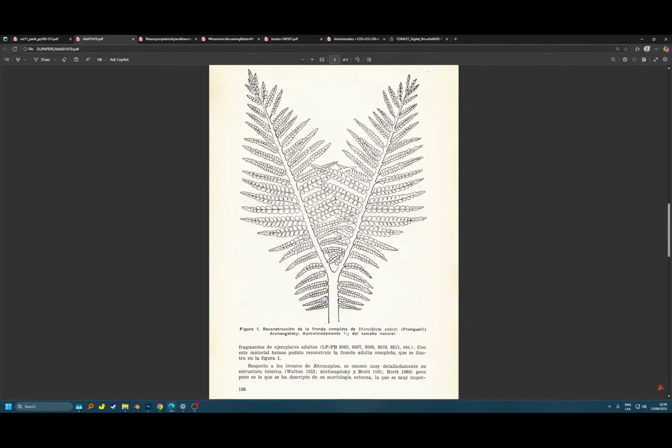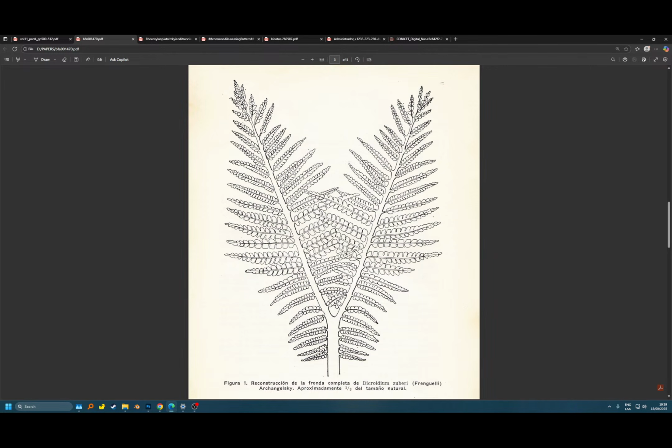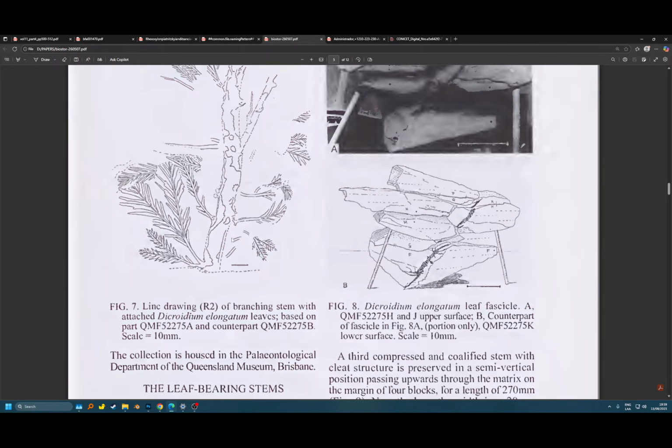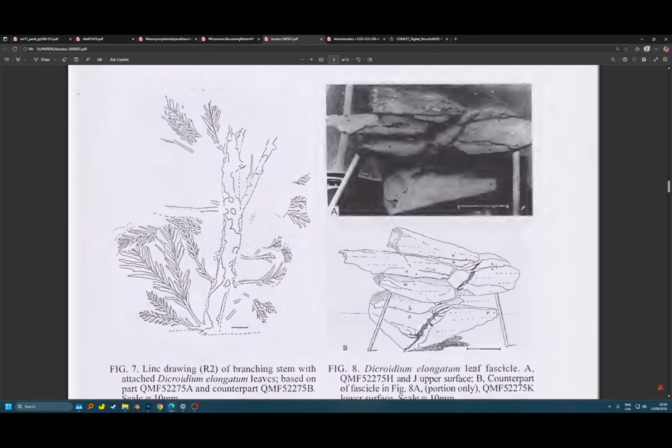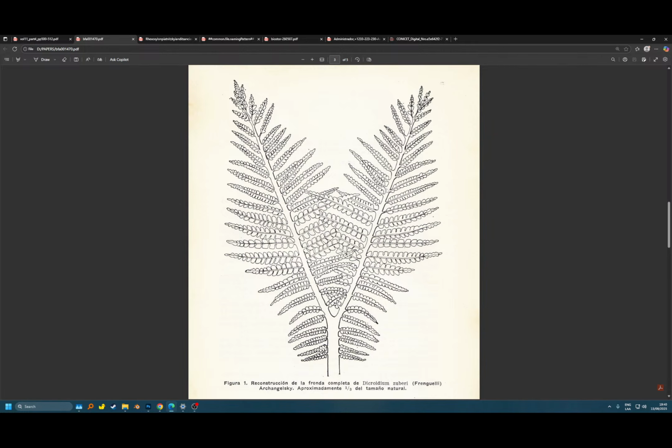This reconstruction, first of all, we need to keep in mind that Zuberia, or Dicroidium zuberi, these fronds are like 60 centimeters long, compared to these little ones that might be like 15 centimeters. The mature leaves must be around between 10 and 15 centimeters. This one is 60. This one's bigger, right?